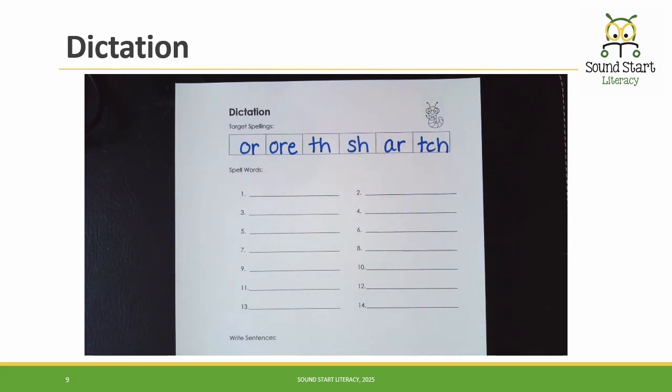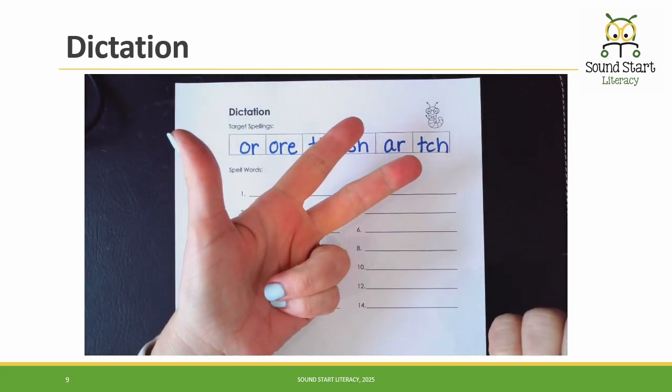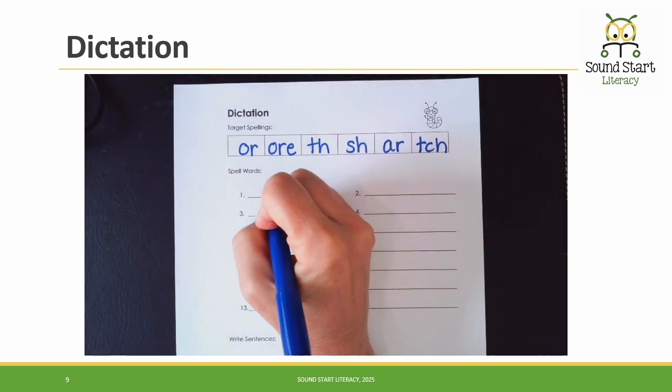So I'm just going to do a couple of examples. The first word I'm going to dictate is the word north. The procedure for a single syllable word is the same. The student says the word, segments the sounds, writes the word. The easiest way to segment is just n, or, th. Have the child finger spell it, or you can use some sort of tokens, it's up to you, and then have the child say and write north.